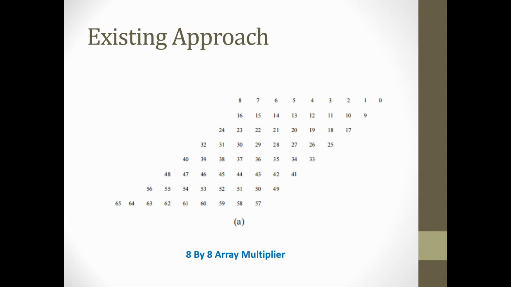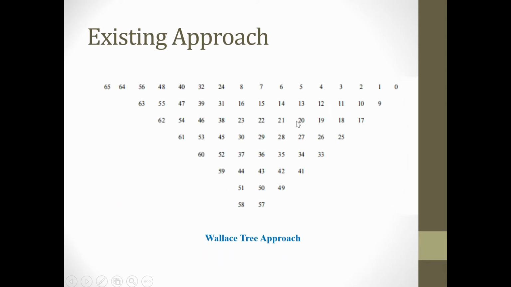Let's look into some of the existing approaches. 8 by 8 array multiplier: due to its worst delay, the speed will be very low for a high bit array multiplier. The second one is the Wallace tree approach. As it is a wide multiplier, the speed will be slow, but when comparing with the 8 by 8 array multiplier, it has small delay. But the main disadvantage here is that it is too complex to layout and it has irregular layout. Due to the irregular layout, it is the main disadvantage.